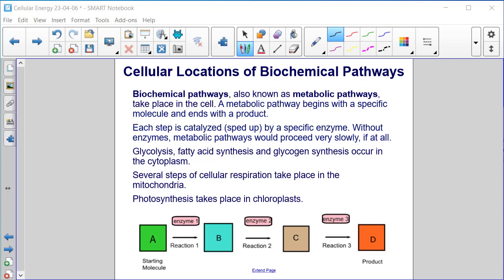Glycolysis, fatty acid synthesis, and glycogen synthesis occur in the cytoplasm. Several steps of cellular respiration take place in the mitochondria. Photosynthesis takes place in chloroplasts. So a metabolic pathway starts with some starting material A, ending with some product D, and there are several reactions along the way requiring various enzymes.